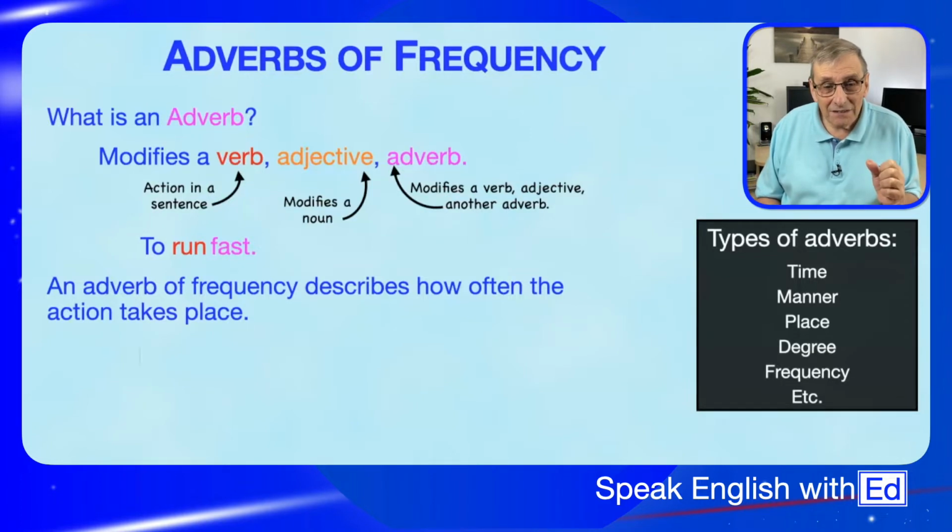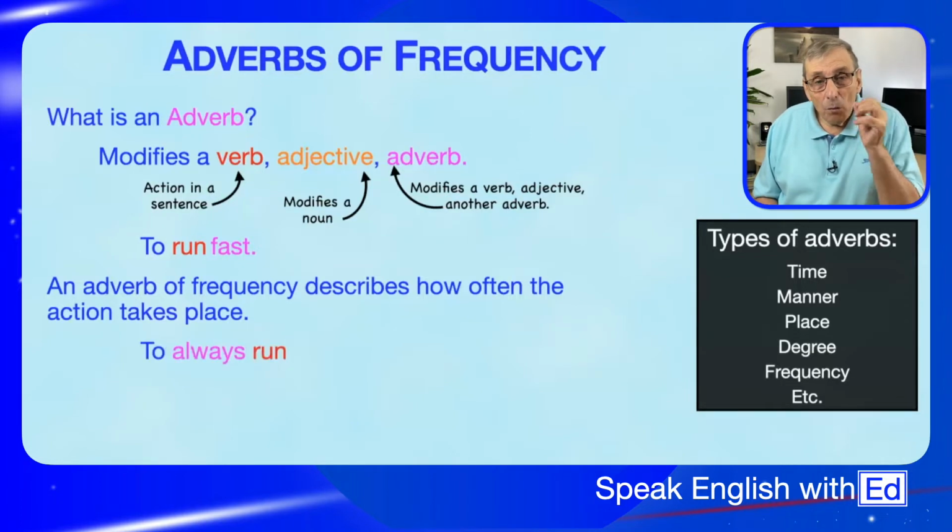Okay, understand? So if we've got our verb to run and we say to always run, always is an adverb of frequency, and it's saying that every time we go out we run. Or it could be saying that every time we do a certain action, we may go shopping, you can say we always run when we go shopping. So always is adding information to the word run. It gives a bit more information.